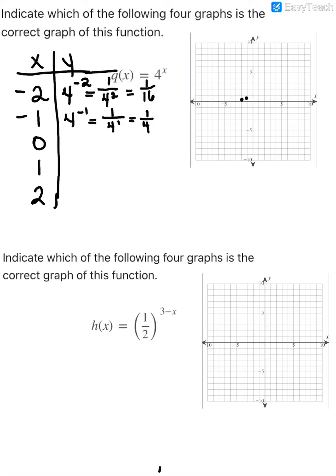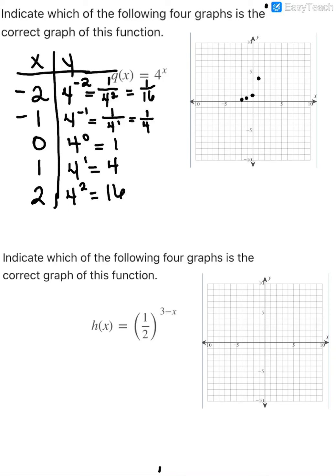Okay, so my next x value is 0, so 4 to the power of 0 is 1. So (0, 1) would be on my graph. And then when x is 1, 4 to the first gives me 4. So that would be the point (1, 4). And then finally, when x is 2, 4 squared would give me 16. So when x is 2, notice that's going to go off my graph. So if that's 10, 11, 12, 13, it's going to be somewhere up here, which is fine.